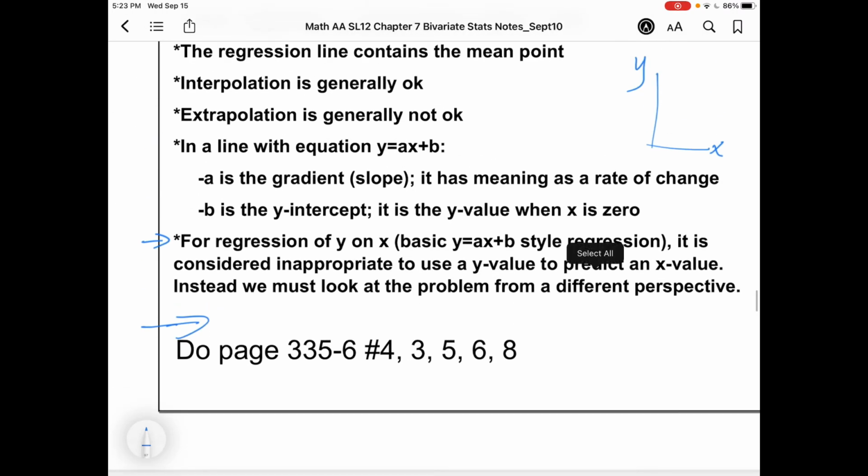So let's take a few minutes here and head to page 335, numbers 4, 3, 5, 6, and 8 in that order. I'll briefly put them up on the screen here, but even if you get through one or two of them, you get the hang of doing these linear regressions and subbing in some numbers.